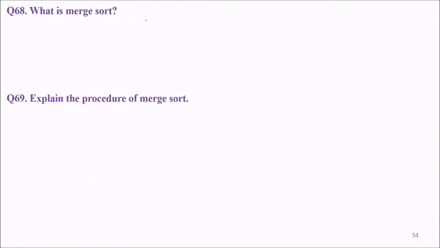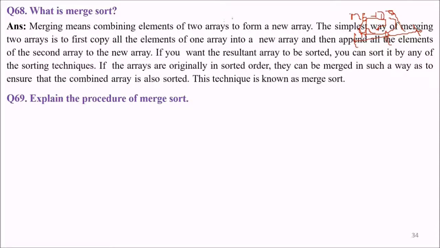What is merge sort? Merge sort is a very good sorting algorithm. In this algorithm, if we do it recursively, we call merge sort twice: one from this part to this part, the other from this part to this part. So merge sort will be called twice recursively. Then we merge the elements. Merging is very important. Merging means combining the elements of two arrays to form a new array. The simplest way of merging two arrays is to first copy all elements of one array into a new array, and then append all the elements of the second array to the new array.